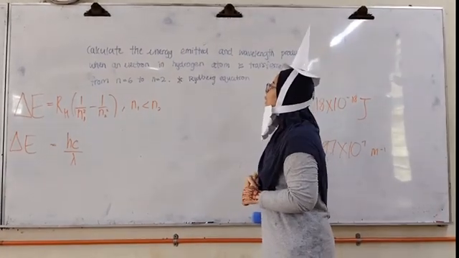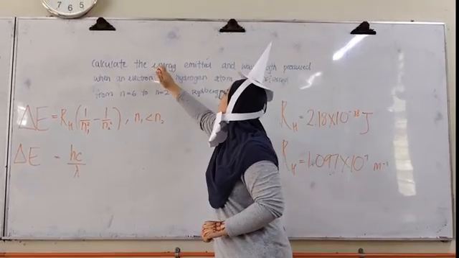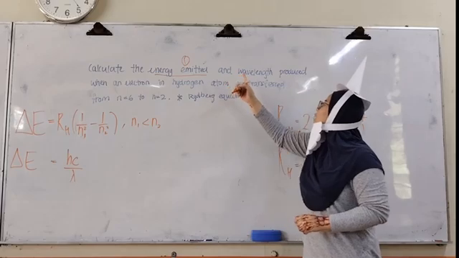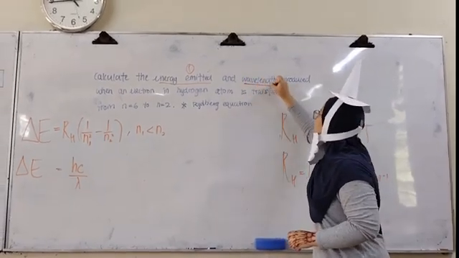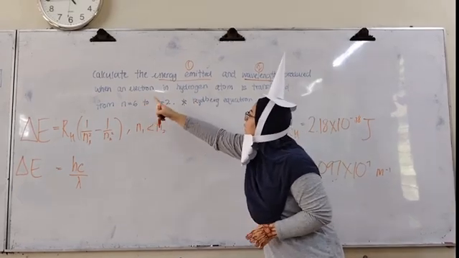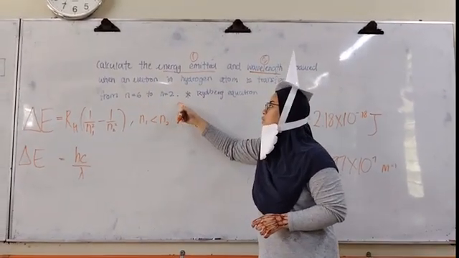You see here, calculate the energy emitted. So, we're going to highlight energy emitted. This is the first thing we need to find. The second one is wavelength. This is the second thing we need to find. Proceed. When an electron in a hydrogen atom is transferred from N6 to N2.